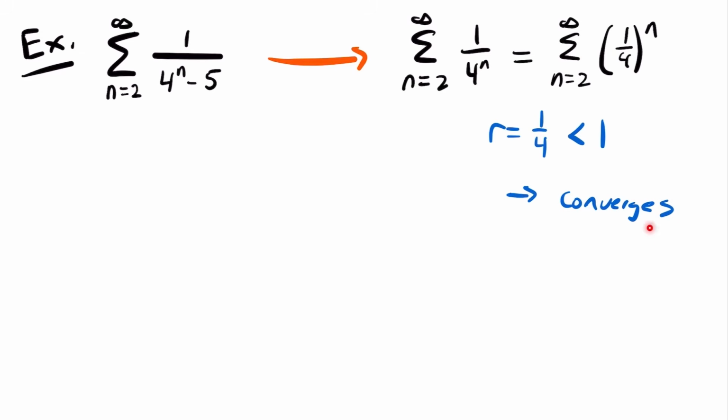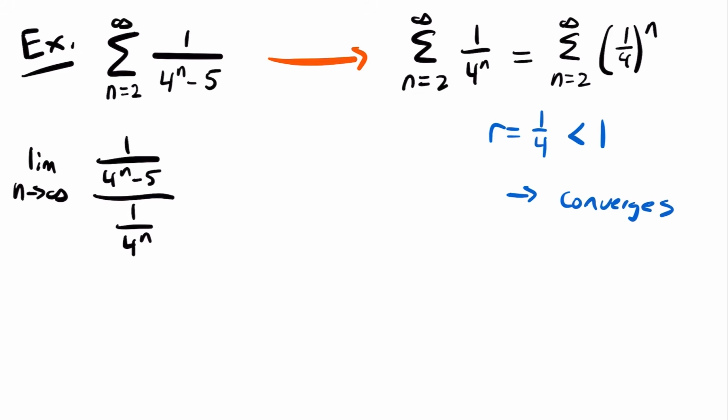We know that it converges, and so now let's take a look at the limit of our original series divided by our comparison series. So we will have the limit as n approaches infinity of 1 divided by 4 to the power of n minus 5, divided by 1 divided by 4 to the power of n.